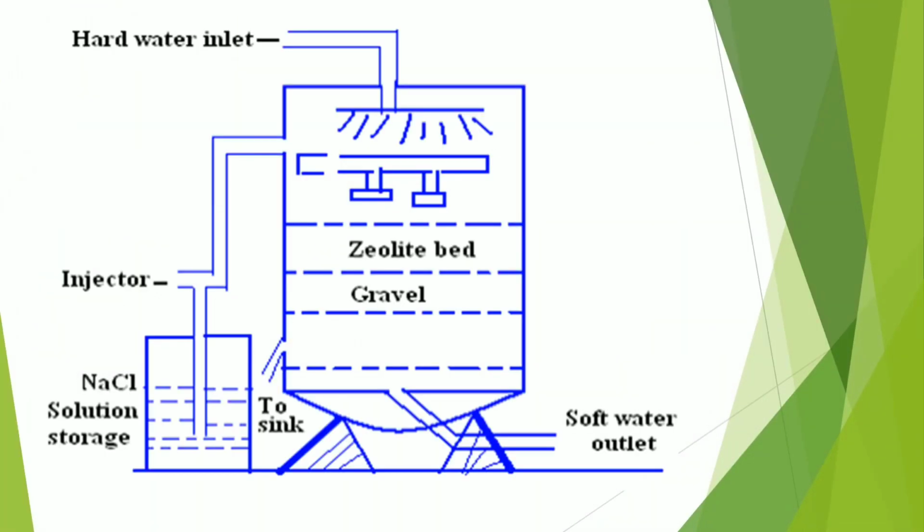Here is the diagram of the zeolite softener. From this diagram, it is clear that hard water is percolated from the top through a bed of zeolite which is placed in a cylindrical unit. After that, one layer of gravel and sand is also there, which acts as a filter. For regeneration, a storage system is also connected which contains NaCl solution, or we can say brine water.